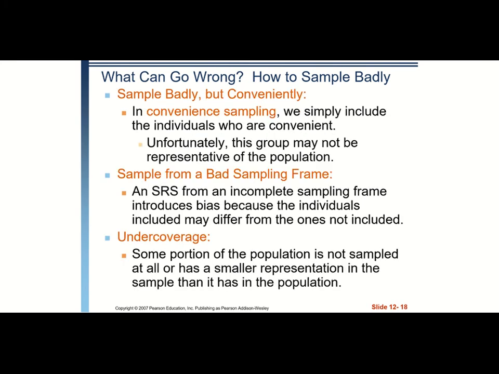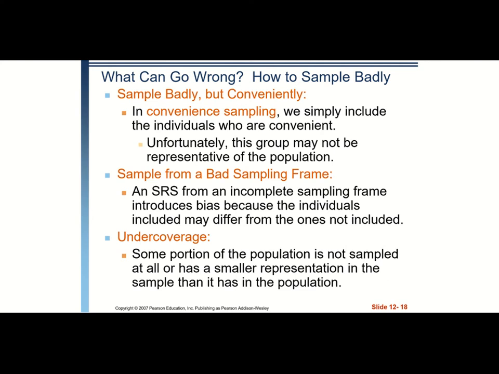Convenience sampling is another way we can sample badly. This is where we get samples from people who are easy for us to get responses from. For example, if we go to our friends and family for responses rather than actually going through the trouble of getting a simple random sample or including any kind of randomization.